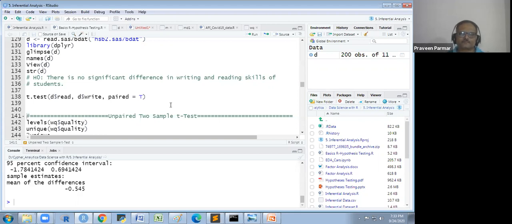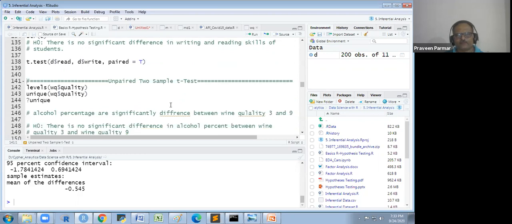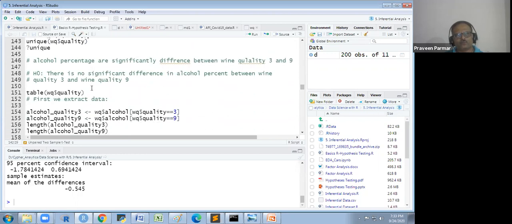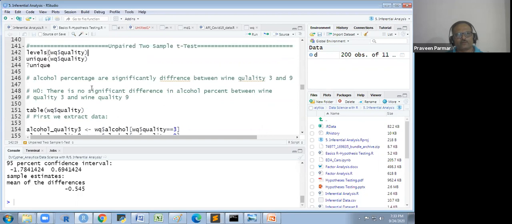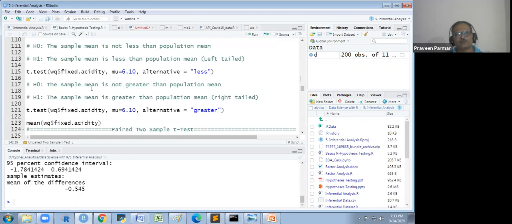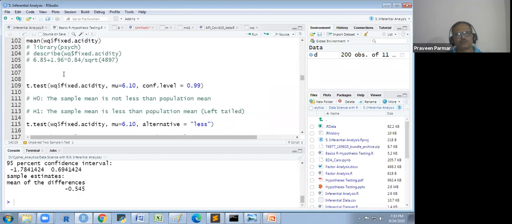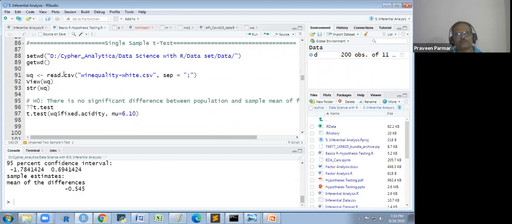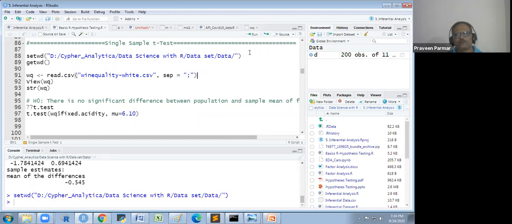Now we see the unpaired t-test. So here we are taking some other data, wine quality. The wine quality data we are going to take here. Previously we have taken that data, yesterday we had taken that data, so I take the data now here again. And for this I have to change the working directory, and then I read this data.